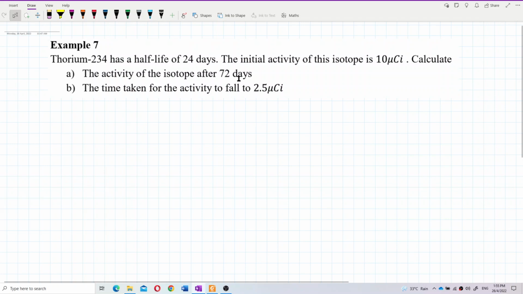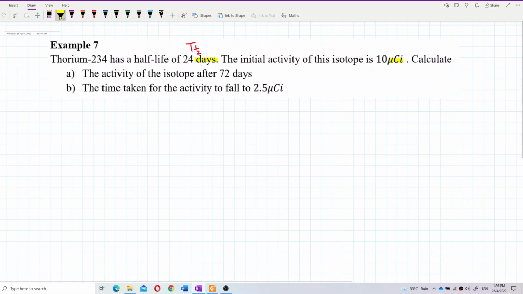Thorium is an unstable radioactive substance. This is the half-life. Be careful, the unit is in days, not seconds, not SI unit. And the activity is also not SI unit, it is microcurie. So be careful with this.